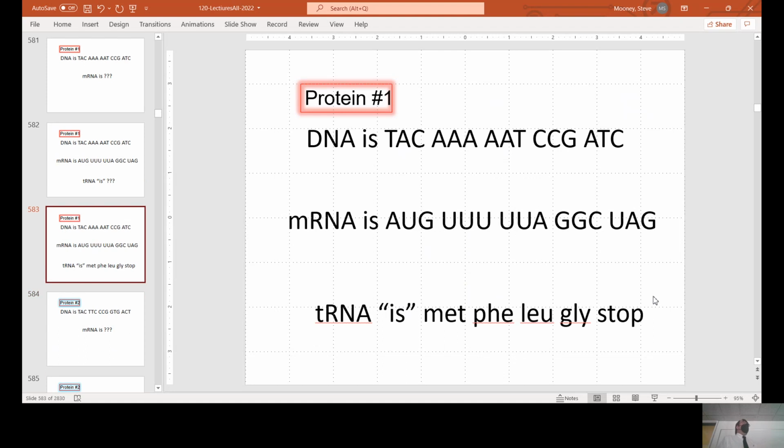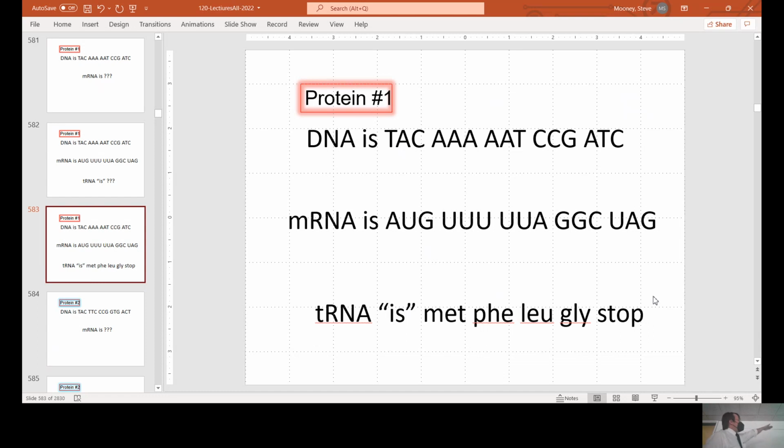So can we go through and see that UUU codes for phenylalanine, that UUA codes for leucine, that GGC codes for glycine, and then UAG is our stop codon. We've completed the protein. Now, normally this goes on for thousands in a row, but I don't have that much room on the board. Everybody see how that works?